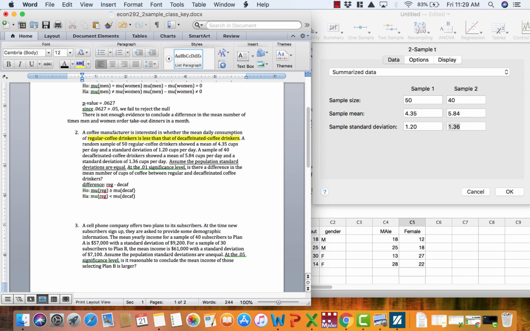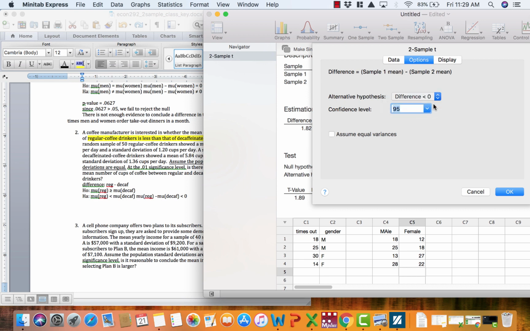Well, that is essentially what I can do here in my alternative. I have mu regular minus mu decaf. So I can move mu decaf over to the left-hand side of the inequality, which leaves me less than 0. Make sure that mathematically you see that these two inequalities are identical. My difference here matches the difference defined in Minitab, so I can choose less than 0.